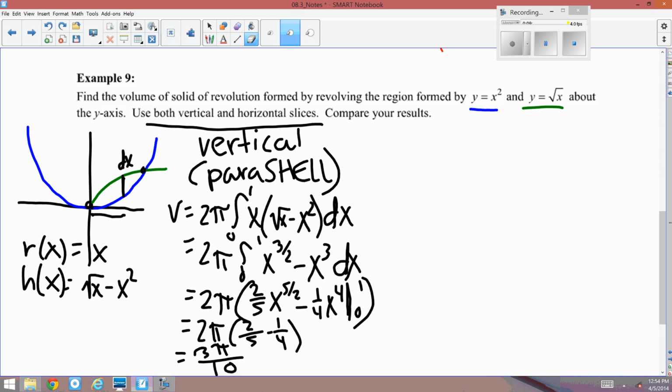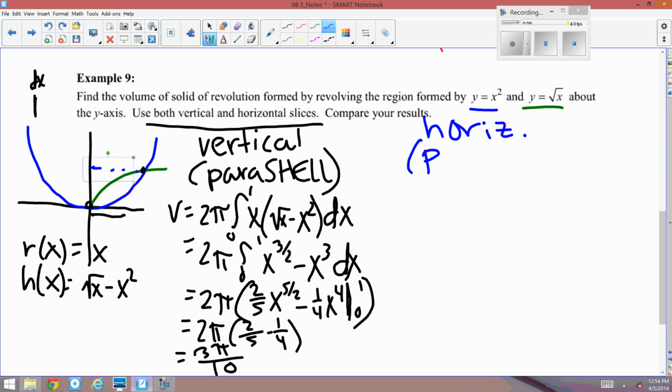Better pick a different color this time. Let's see, horizontal method. Let's go with blue, why not? Horizontal method. So this time, if we're cutting it horizontally, it's this way. Okay, now it's not shell anymore, and there is going to be a hole, so this will be our washer method.